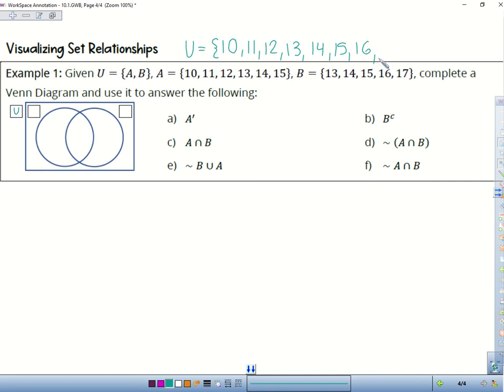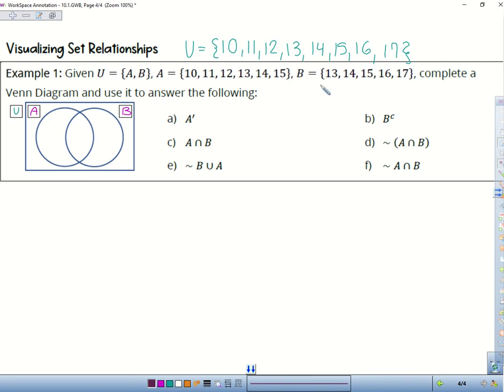So that would be those numbers. So does anyone have any questions on how I got the universal set? Those are all the possibilities. Now we're going to finish labeling our Venn diagram. So this circle on the left is going to represent A, and the circle on the right is going to represent B.